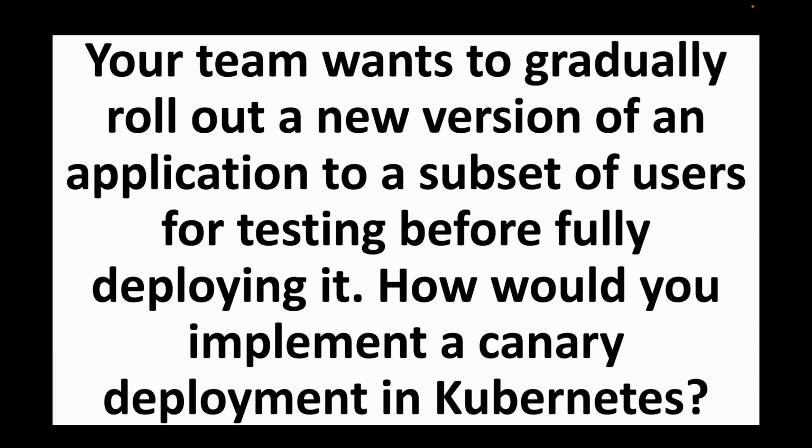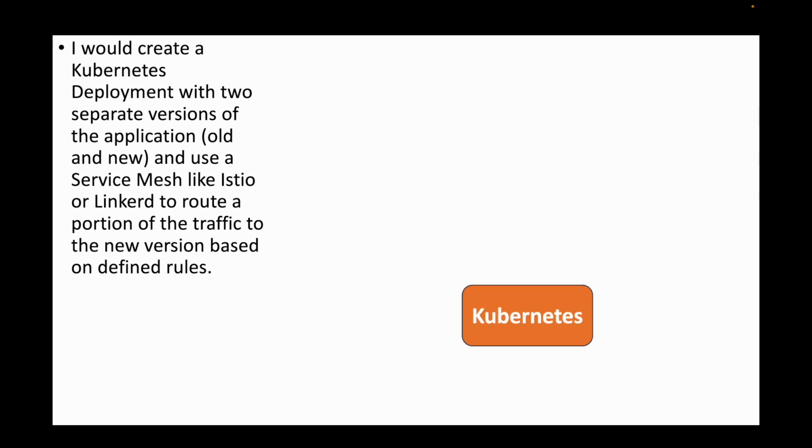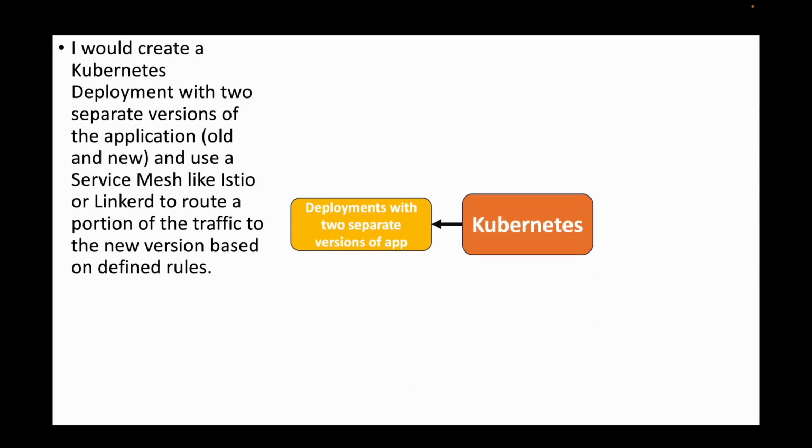The next question we have is, your team wants to gradually roll out a new version of an application to a subset of users for testing before fully deploying it. How would you implement a canary deployment in Kubernetes? So for this, we can create Kubernetes deployments, but we'll have two separate versions of the application. So basically we will create two deployments, one pointing to let's say an older version of the application, and the other deployment pointing to a newer version of the application.